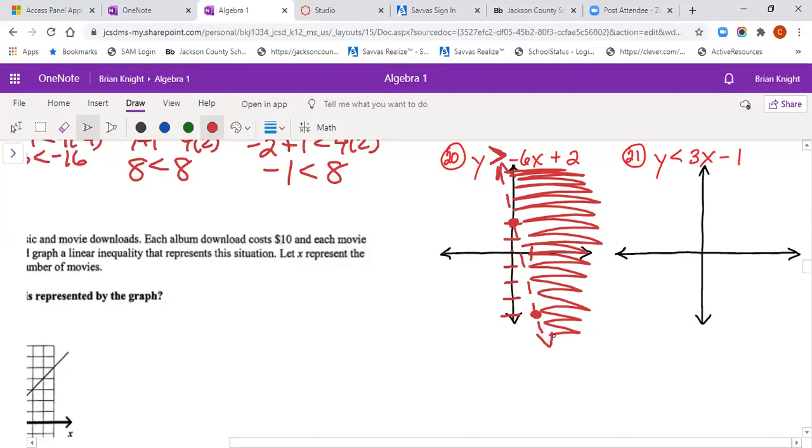21. What's my Y intercept? Negative 1. So down here, I'm going to start. All right. That is below the line. We're going to rise how far? 3 and run 1. So up 1, 2, 3. Run 1. It is also a dashed line.